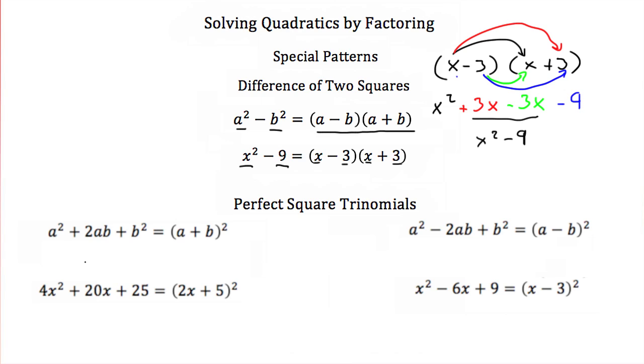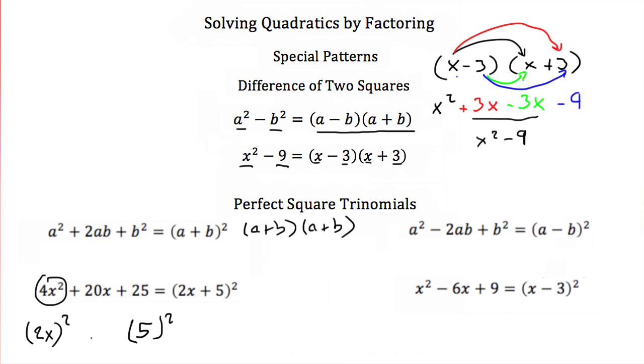Now there's two more. If we have an a squared plus 2ab plus b squared, that always factors into an a plus b squared, or an a plus b times an a plus b. So if you have a 4x squared plus 20x plus 25, you can factor that into a 2x plus 5 squared, because this here is the same as 2x squared. And then this here is 25. That's just the square root of 25 is 5, or you can think of that as 5 squared.